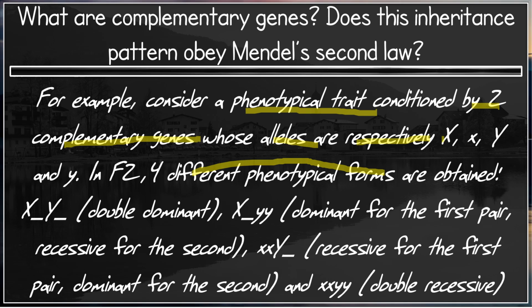X_Y_, double dominant. X_yy, dominant for the first pair, recessive for the second. Then xxY_, recessive for the first pair and dominant for the second. And xxyy, double recessive.